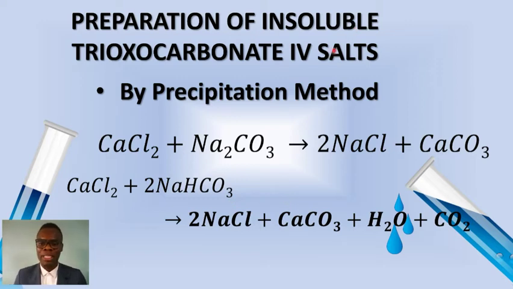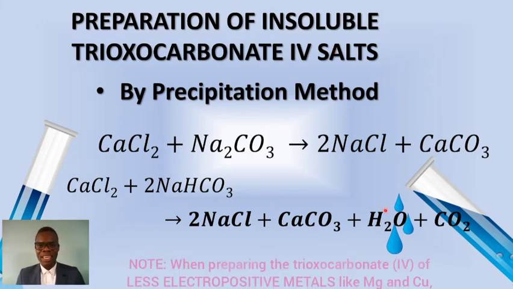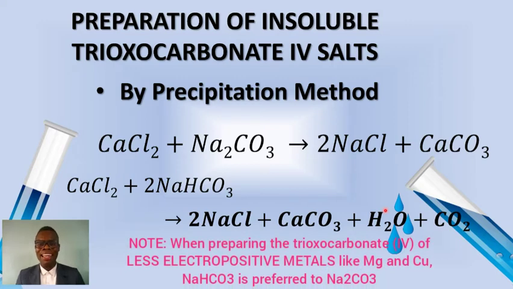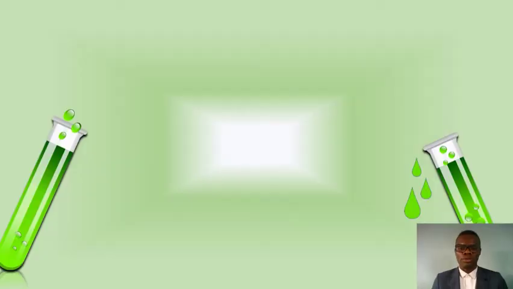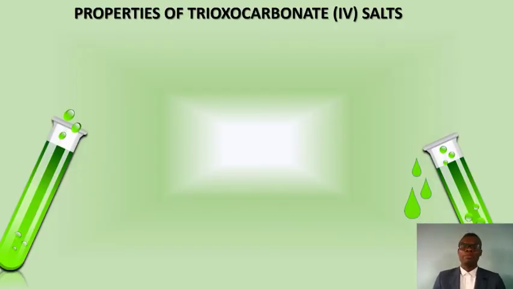Now, there is something of importance here: if the trioxocarbonate 4 we want to produce is the trioxocarbonate 4 of a less electronegative element like magnesium, then instead of using this salt, what we usually use is preferably sodium hydrogen trioxocarbonate 4. Now, these are the methods of preparing your insoluble trioxocarbonate 4 salt. Now, let's move over to talk about their properties.